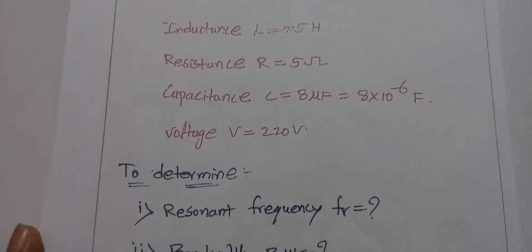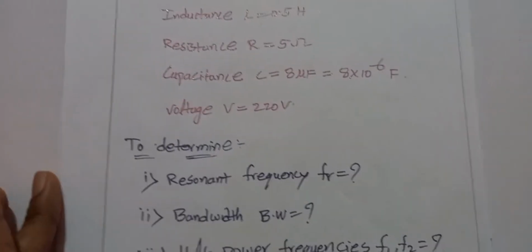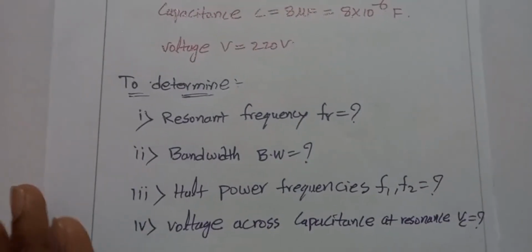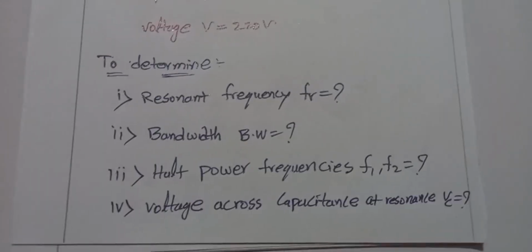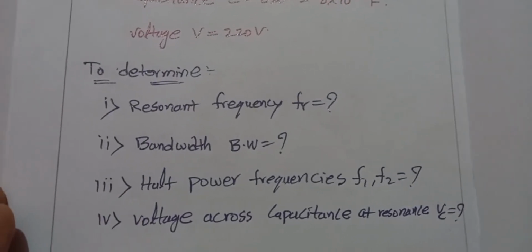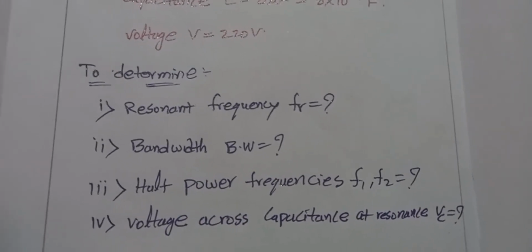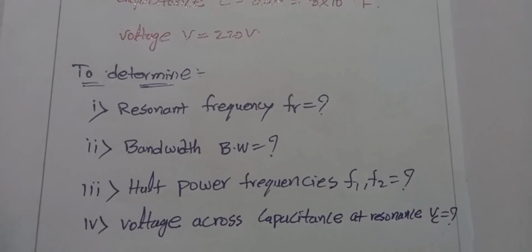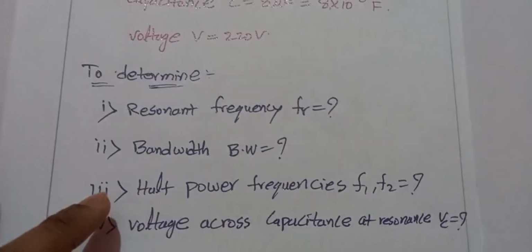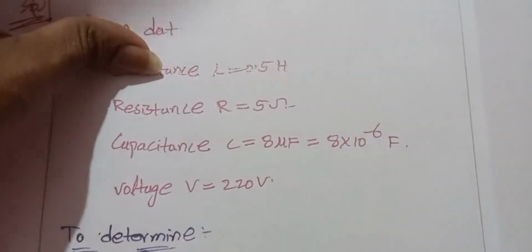So here this one is a series RLC circuit. Then we are going to calculate here majorly to determine resonant frequency FR equal to how much, and bandwidth BW equal to how much, half power frequency F1 F2 equal to how much, and voltage across capacitance at resonance VC equal to how much. So these are what we actually need to find out, and these are the given data values.